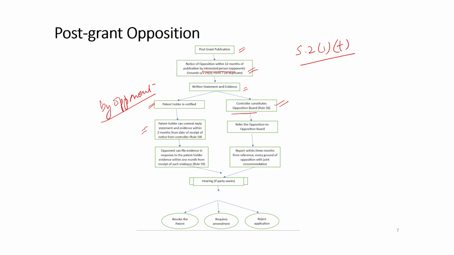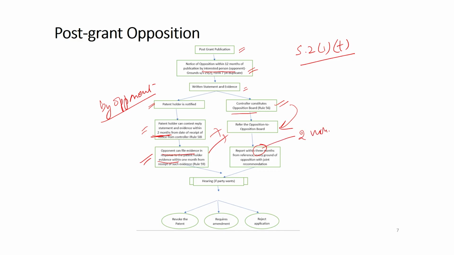Now, if you come on this side again, the patent holder is notified, the patent holder has to contest. The patent holder has to contest the opposition and give his version within 2 months. So, you oppose my patent, I am notified, I get 2 months to give my arguments against your opposition. Once my arguments come in 2 months, those arguments will be given to you and you will again file your evidences against my evidences. So, this process will go on. In the meantime, the controller has referred the matter to the opposition board. All these submissions are going to the opposition board, and the opposition board will give its report within 3 months.